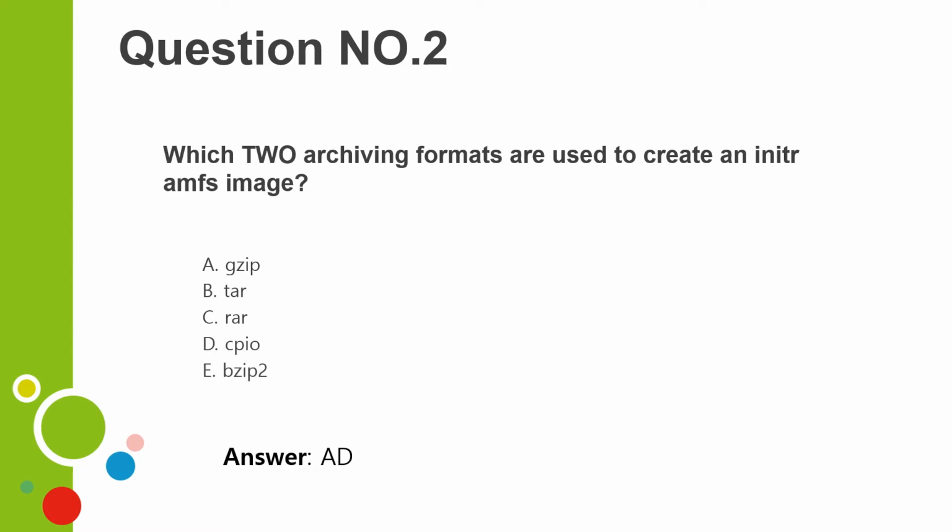Question number 2. Which two archiving formats are used to create an initrd image? A. gzip, B. tar, C. rar, D. cpio, E. bzip2. Answer A, D.